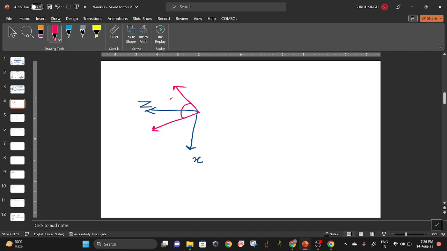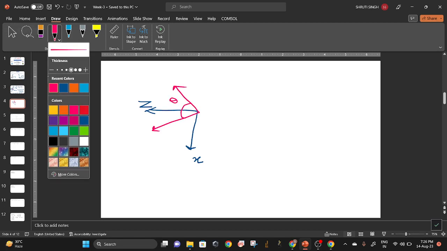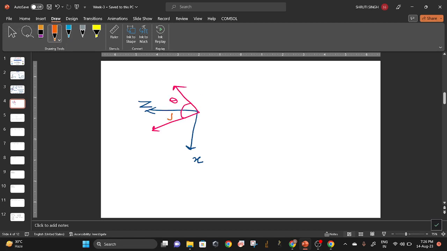It will come in the downward direction, ma'am, because the y-axis is perpendicular. This is clockwise. Okay. Now this angle is alpha and this angle is theta minus alpha.